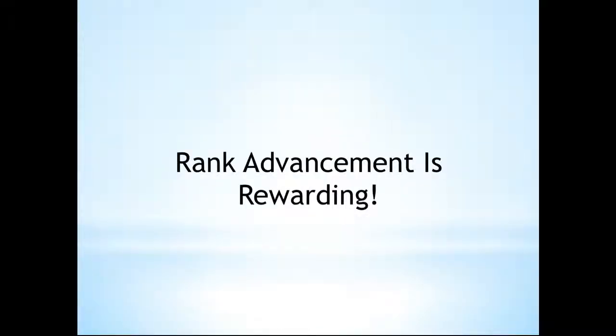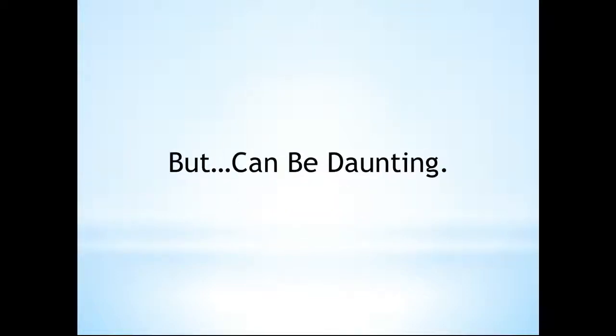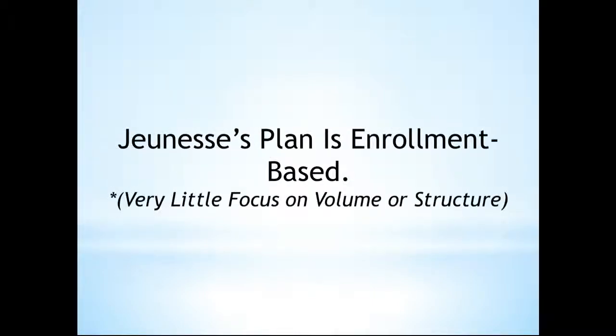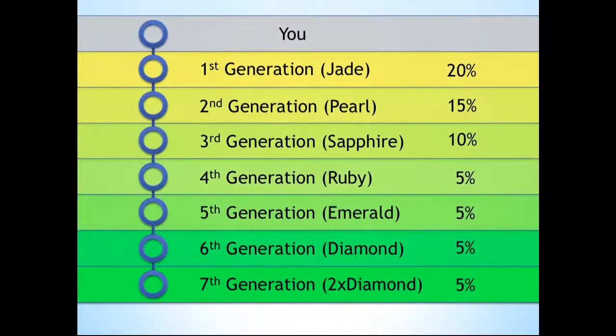Advancing through the ranks in a networking opportunity is one of the most rewarding parts of the experience, but unless understood, it can also be one of the most daunting. Jeunesse features a simple-to-understand compensation plan with logical rank advancement milestones and clear-cut objectives. The ranks are earned by successfully referring people to the Jeunesse opportunity and helping those people do the same. The Jeunesse ranks determine what amount of matching bonuses you are qualified to receive.